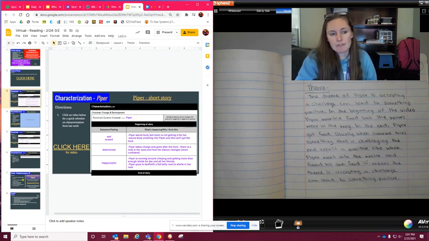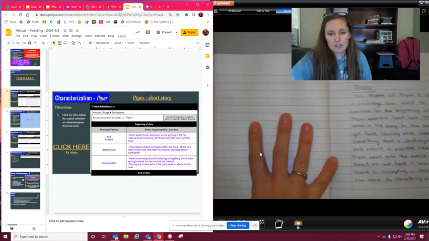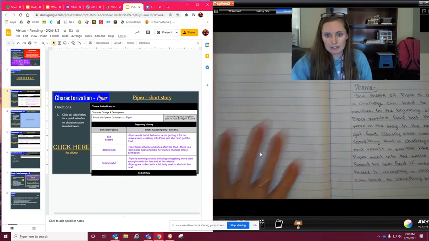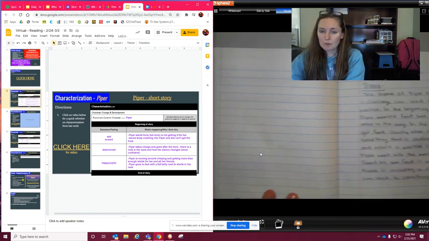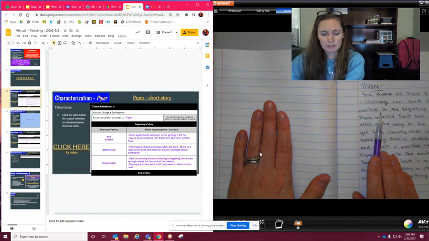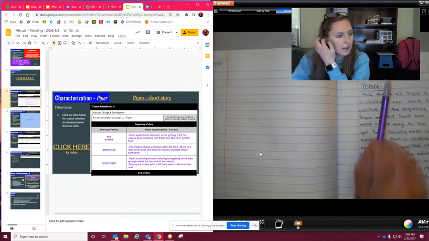But I'm going to be using the information in this table to help me write the format for characterization or character change and development on page 58 in our notebooks, okay? So again, it's going to look very similar. Both of these are going to be similar. So this is theme. This side is going to be character change and development. Two different formats over the same story, Piper, okay?